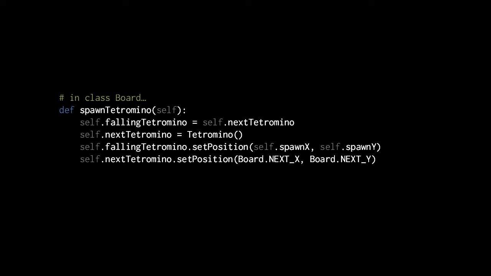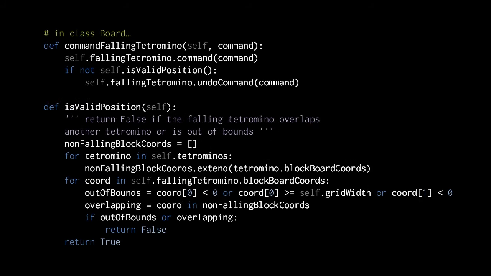The command falling Tetramino method sends a move command to the falling Tetramino, but after the move, it tests whether the current position of the falling Tetramino is valid, and if not, it undoes the command. Invalid position here means that any block of the falling Tetramino is either out of the board bounds or overlaps another Tetramino. So we perform the valid position test by first collecting all coordinates of the blocks of the other Tetraminos. We do so by iterating through the list of Tetraminos and adding their coordinates to the non-falling block chords list with the extend method.